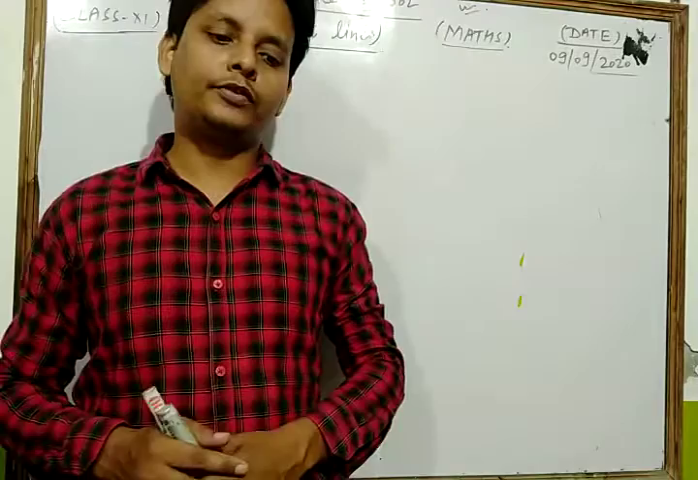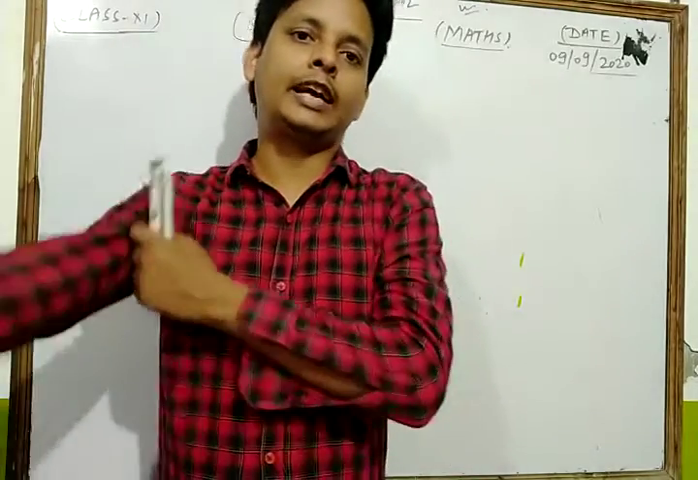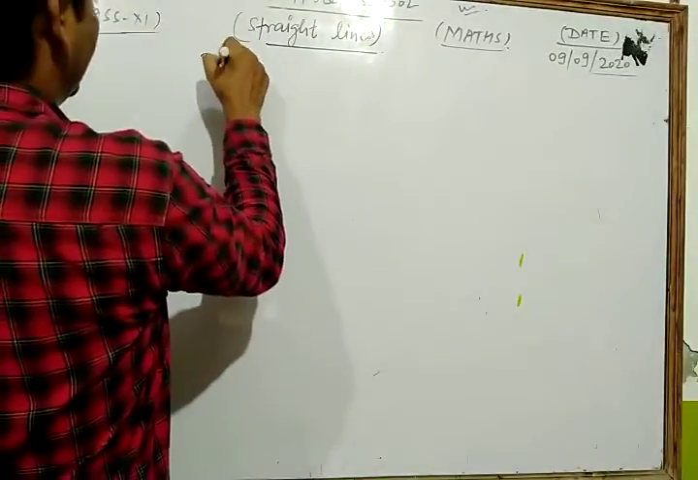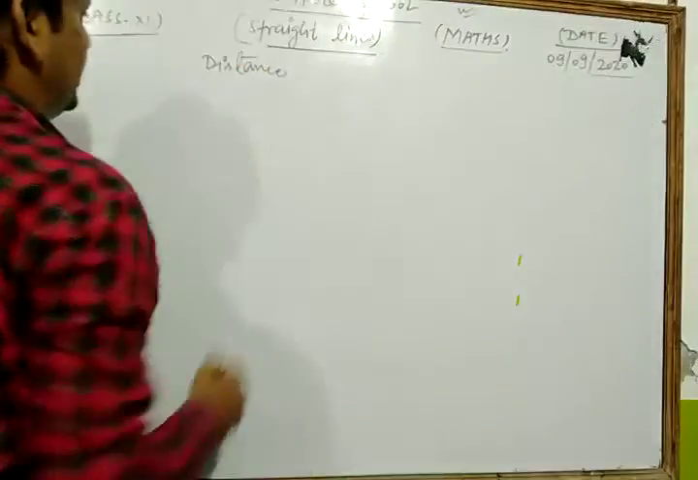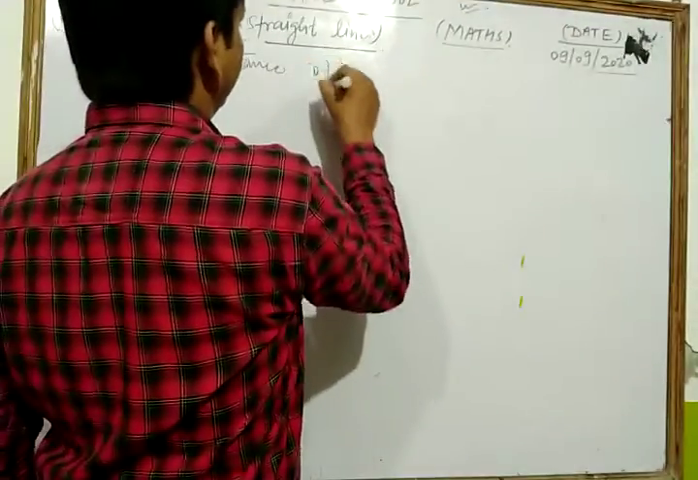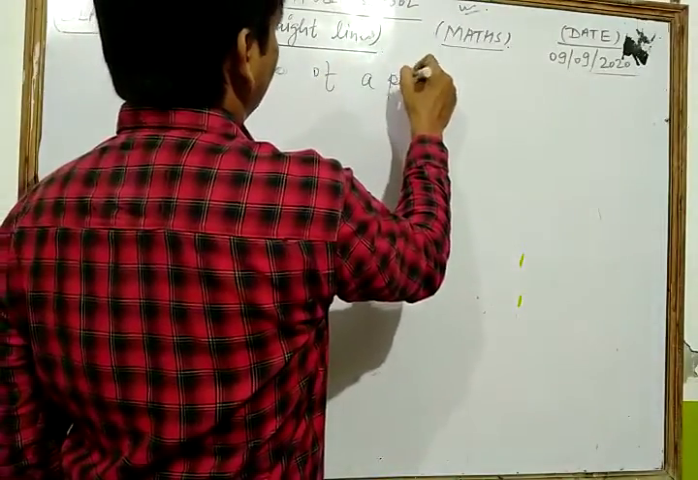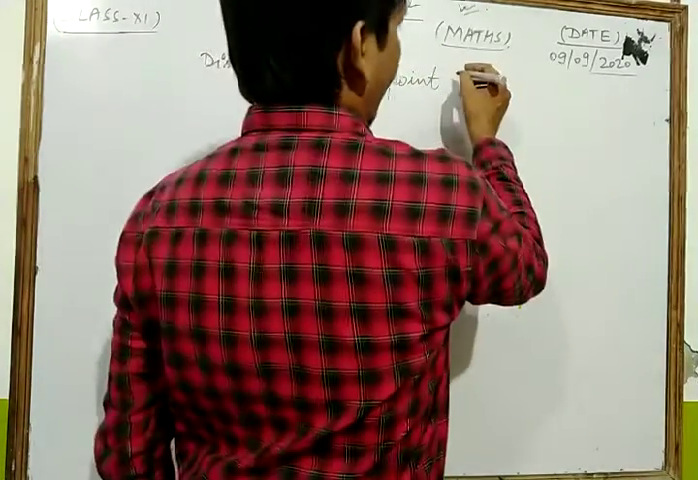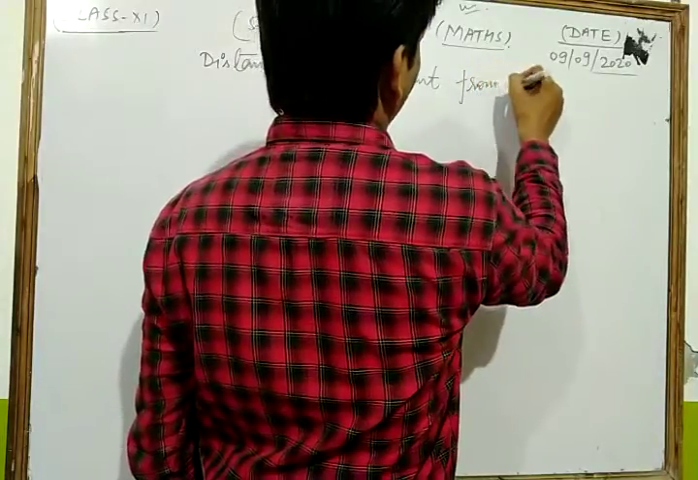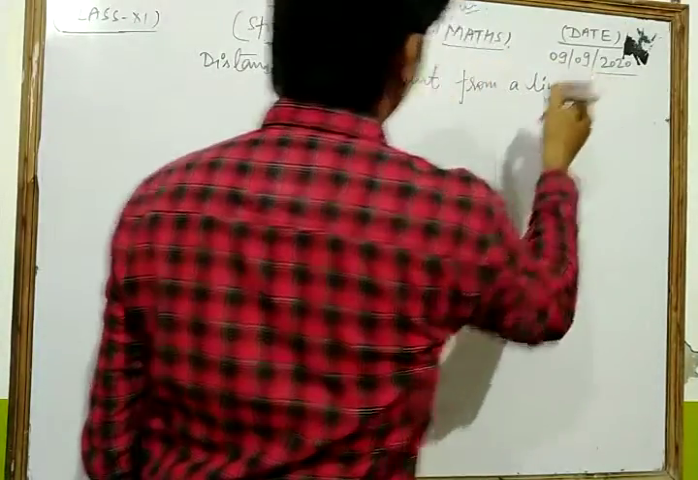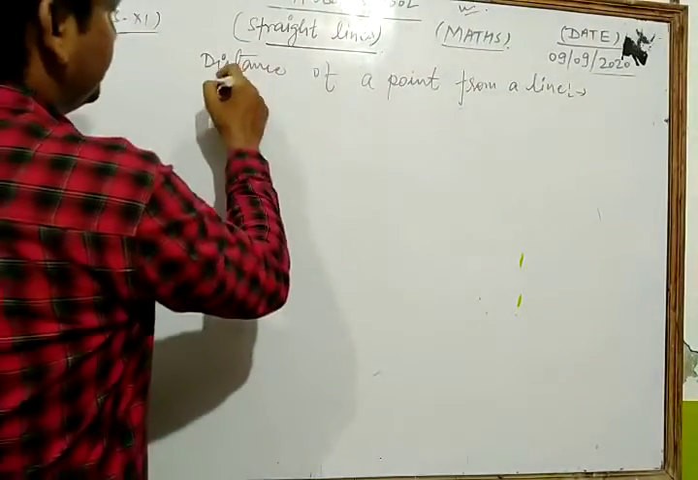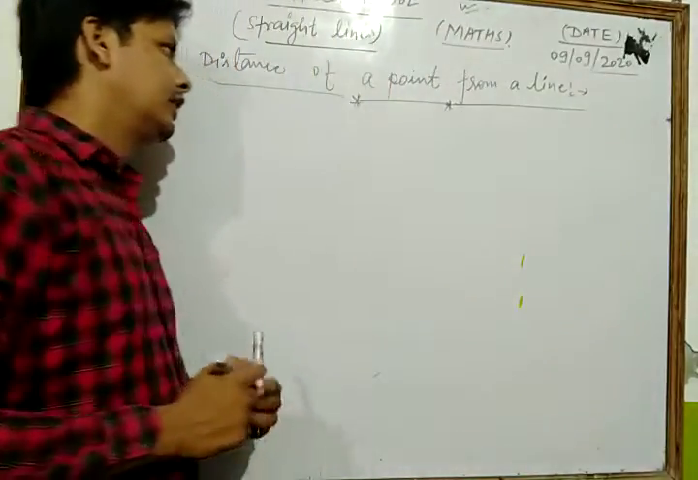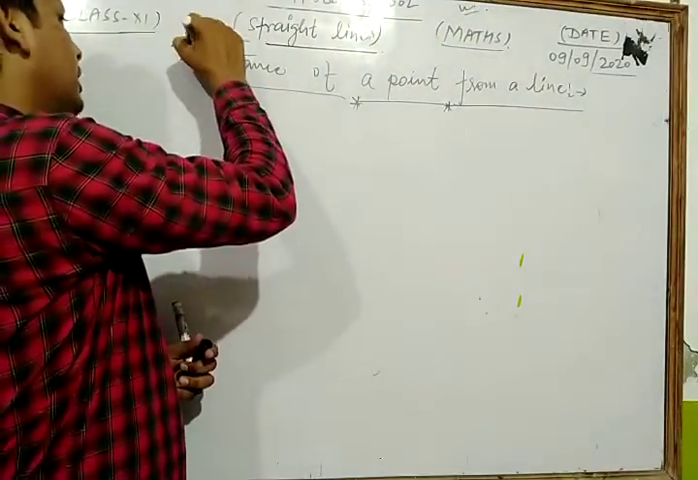Today, dear students, we are going to discuss some concepts of the straight line, and the topic is the distance of a point from a line. Today we are discussing the topic distance of a point from a line. Okay, dear students, this is one of the most important topics of your chapter.